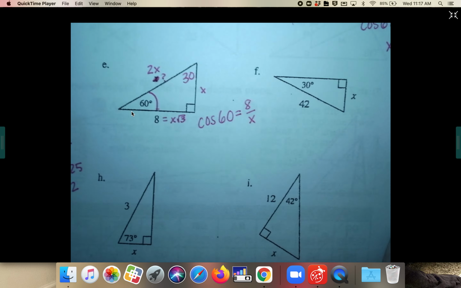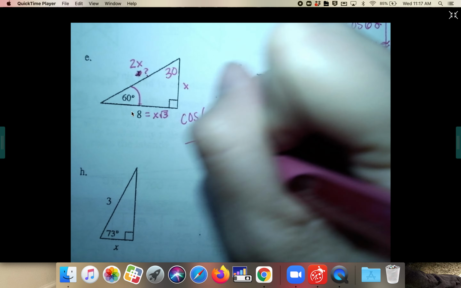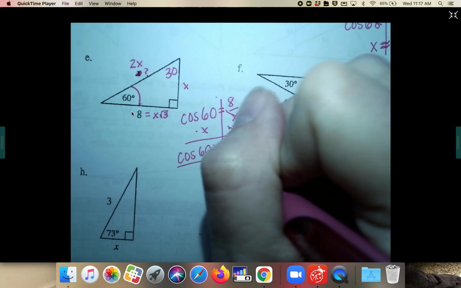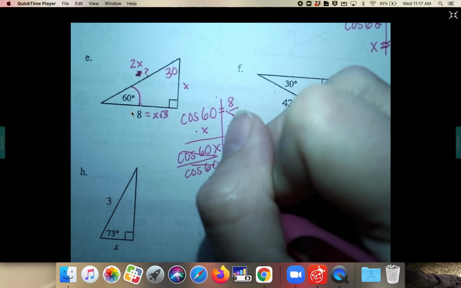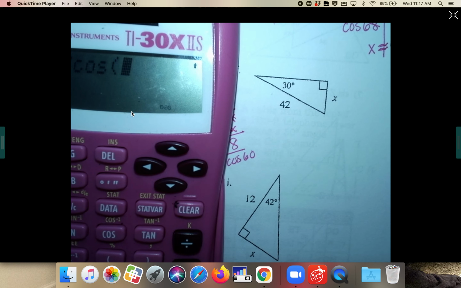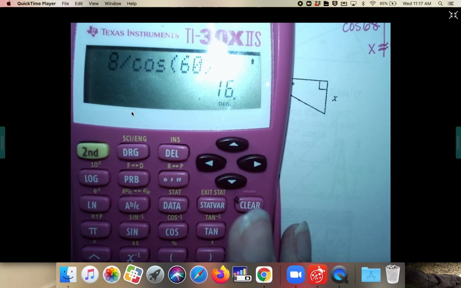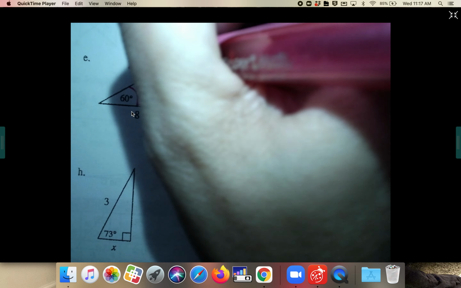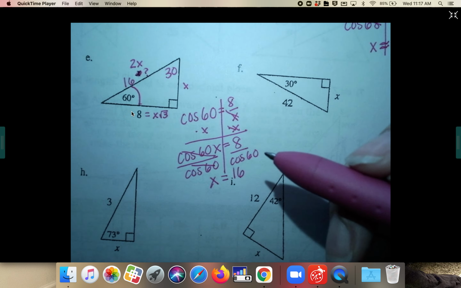All right, here we are again, practicing that x is on the bottom. That's okay. We're going to get really good at that. Multiply by x on both sides. You've got cosine 60x equals 8. Divide both sides by cosine 60. 8 divided by the cosine of 60 is, oops, can't even see it. That's okay, sorry. 16, so it came out evenly. So x equals, which is really this side, sorry about that, the hypotenuse is 16.